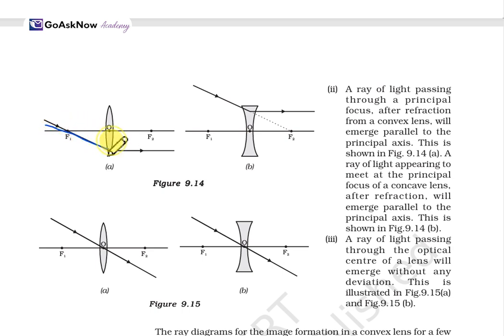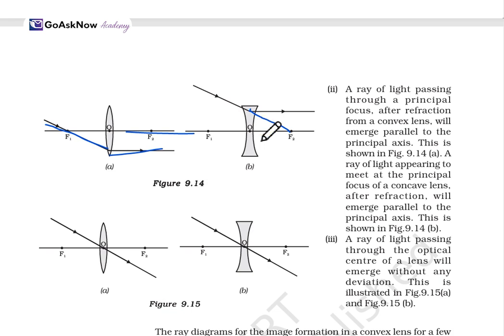See, it's incident like this, and after refraction from the convex lens, the ray passing through the focus will emerge parallel to the principal axis. It's again parallel to the principal axis, and this is shown in figure 9.18. Our ray of light appears to meet the principal axis; here maybe it will meet the principal axis like this. The dotted lines represent this, and after the refraction it will emerge parallel to the principal axis.